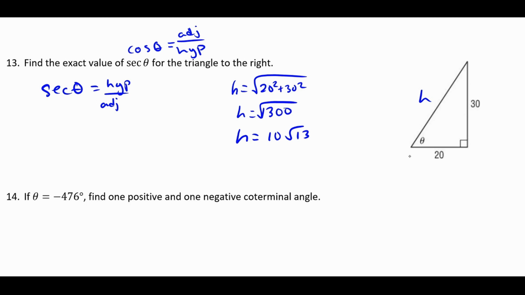So now when I want secant of theta, it is going to be the hypotenuse right here, so 10 square root of 13 over the adjacent side to the angle, which is right here, 20. And this can be simplified. 10 over 20 is 1/2, so square root of 13 over 2.